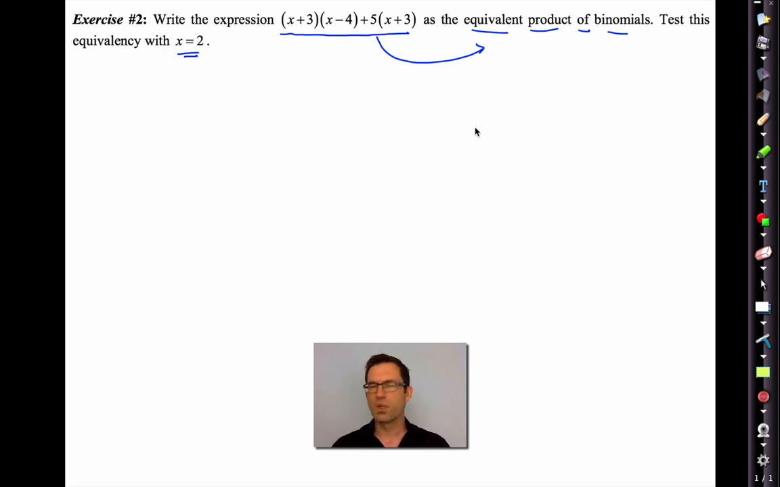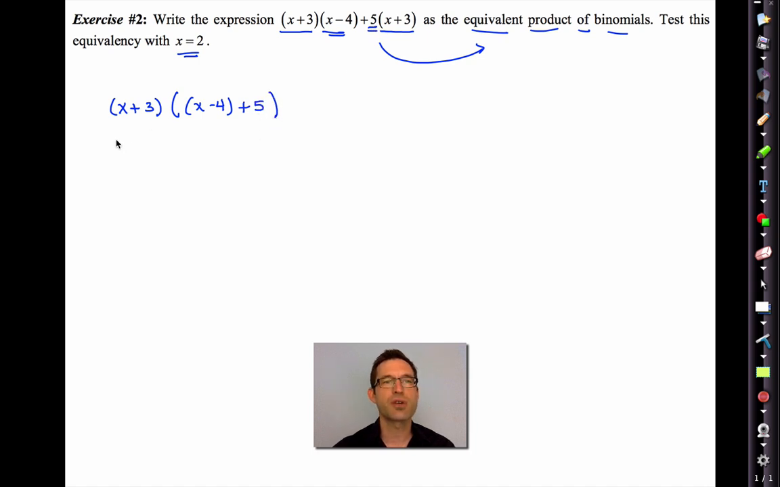All right, let's do it. Well, the common binomial term, let me just get rid of that line. The common binomial term that we have is this x plus 3 and this x plus 3. So I'm going to factor that out, and I'm going to be left with x minus 4, right here, plus, no need to put this in parentheses, 5.